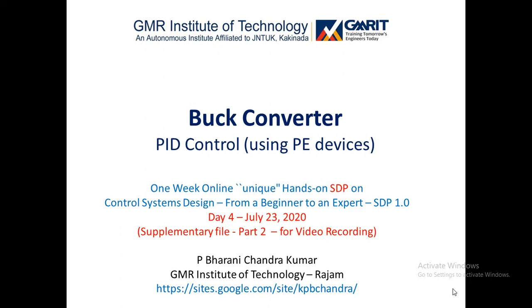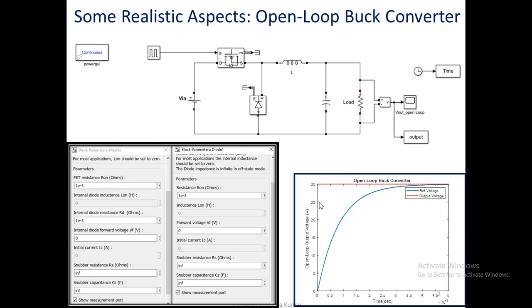So this is the meaning here: some realistic aspects of the open loop buck converter. Instead of representing the system with the transfer function, we have considered this is the MOSFET, this is the diode, and this is the DC input voltage, and this is the inductor, capacitor and the load, and this is the pulse generator for the duty cycle to generate the gate pulses for this IGBT.